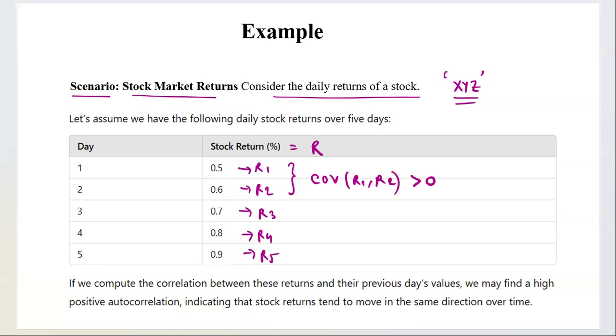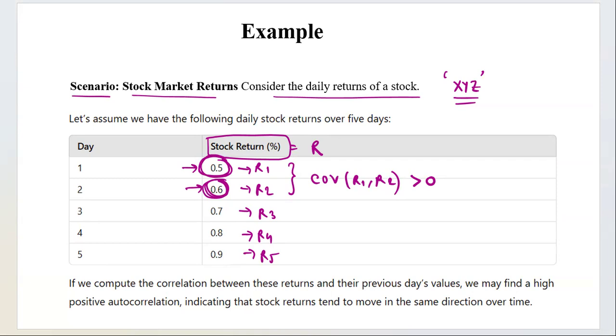Why is this greater than 0? See, the value on the second day is strictly greater than the value of the first day. So here, the stock return is a kind of time series data where the value in the present day will be dependent on the value of some past period, right? The current stock return will be dependent on the stock return of some past day or the previous day also, right? So today's stock return is not independent of the previous values, right? So that will give you a strictly positive covariance between R1 and R2.